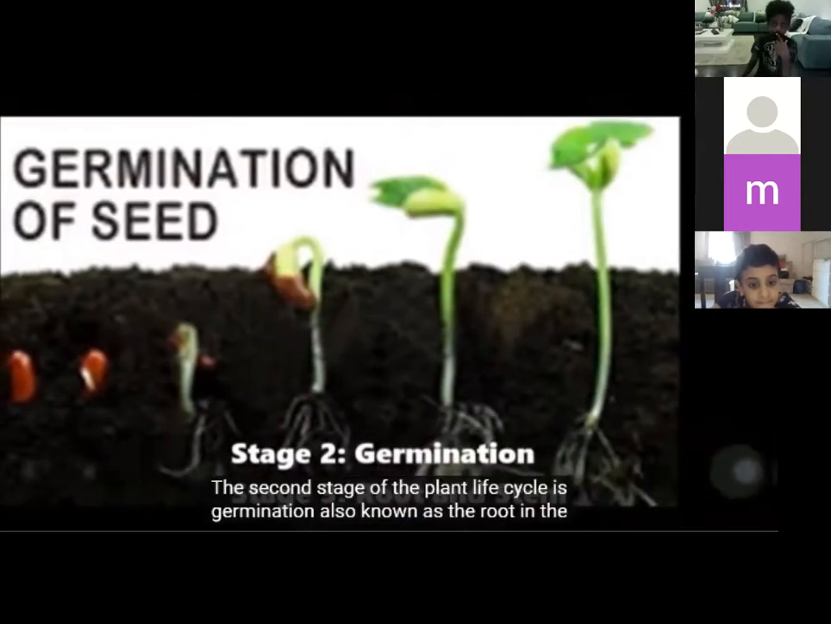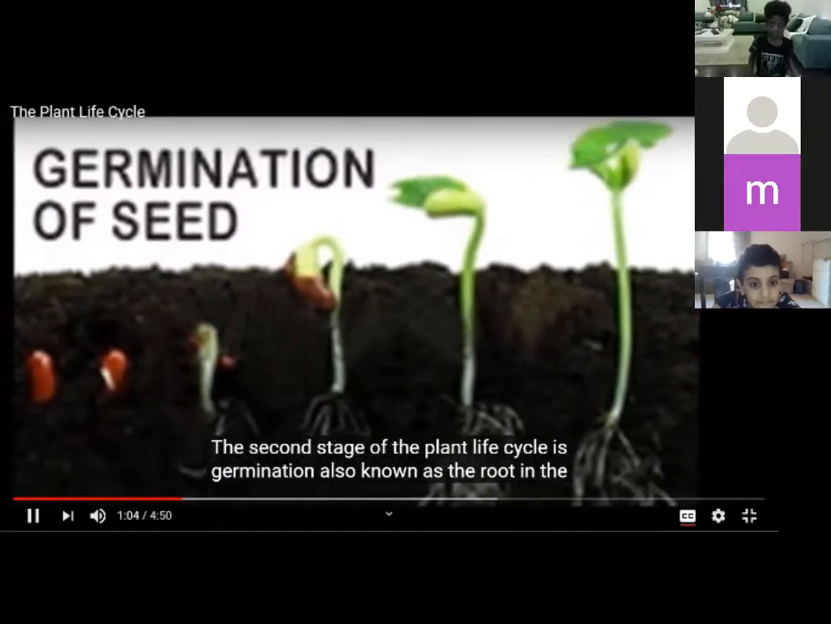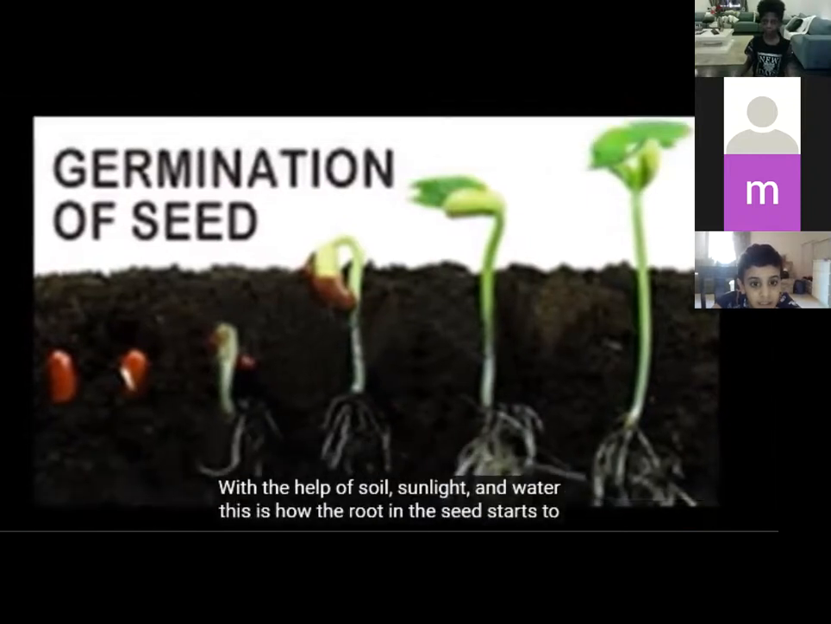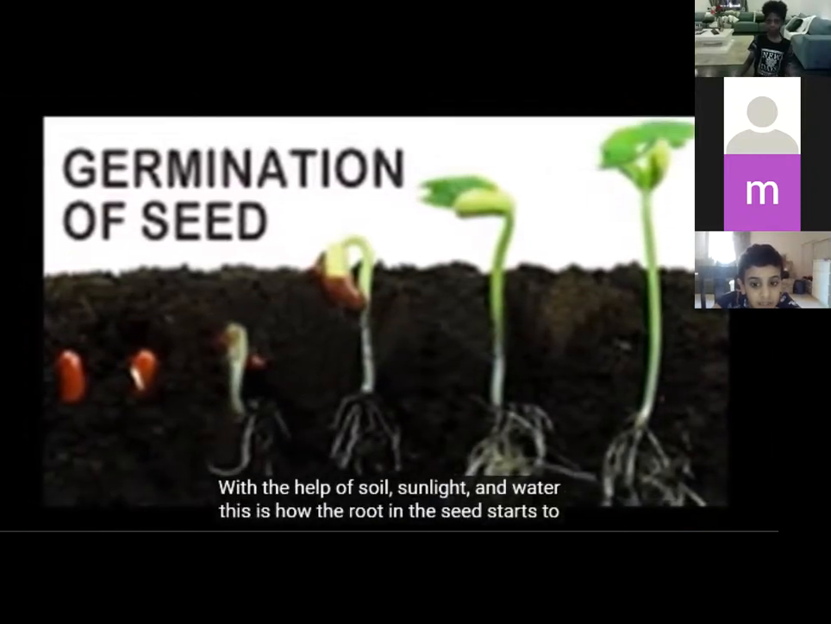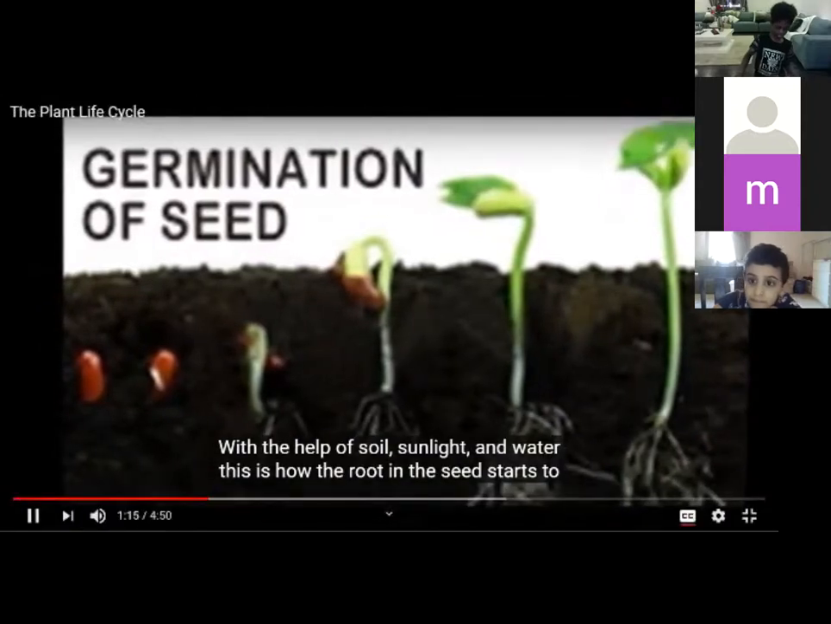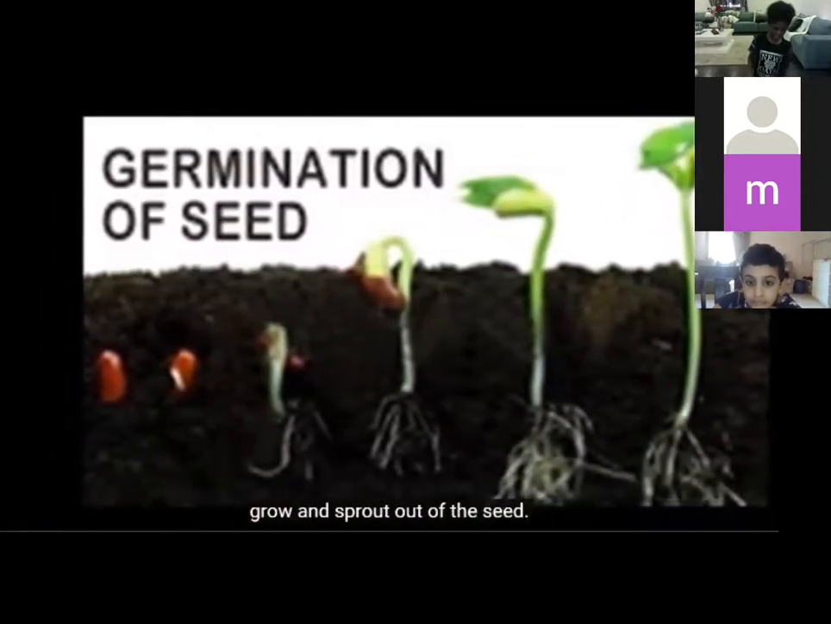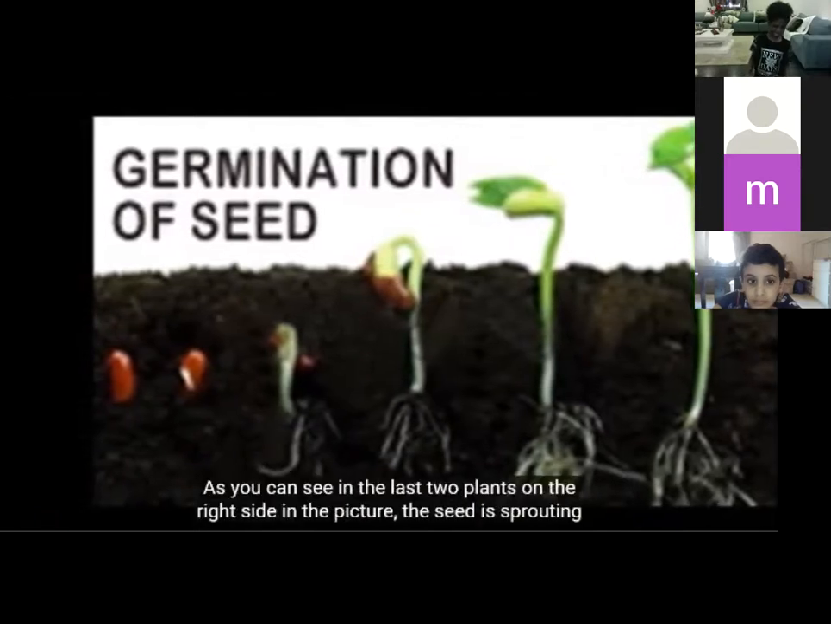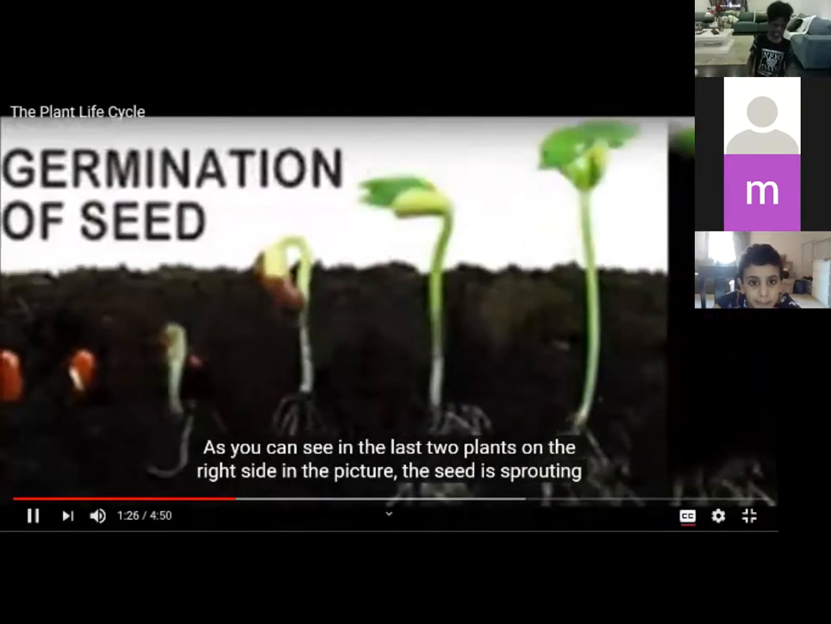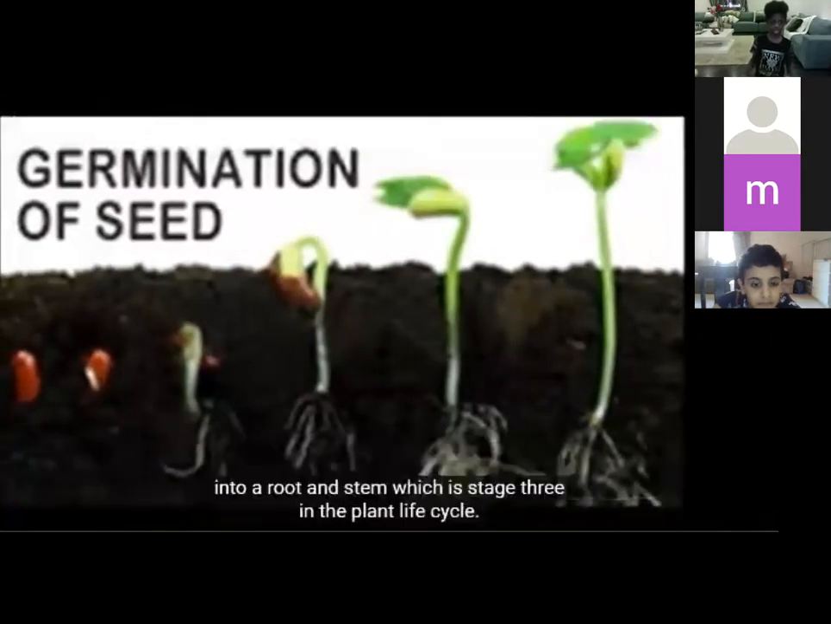The second stage of the plant life cycle is germination, also known as when the root in the plant starts to grow. With the help of soil, sunlight, and water, this is how the root in the seed starts to grow and sprout out of the seed. As you can see, in the last two plants on the right side in the picture, the seed is sprouting into a root and stem.